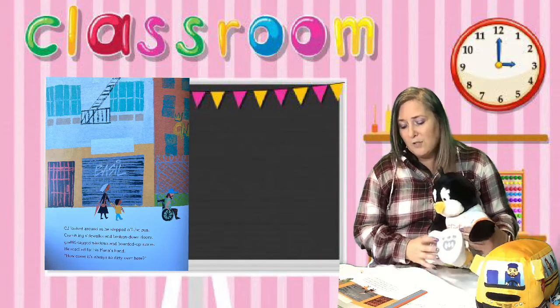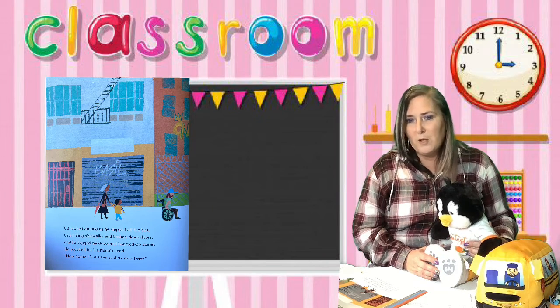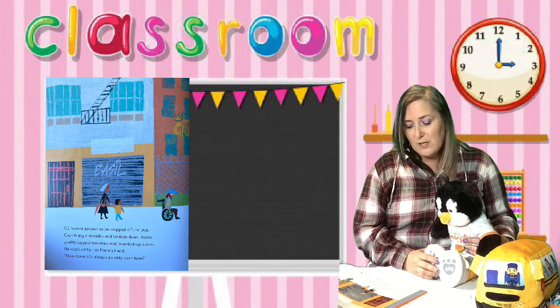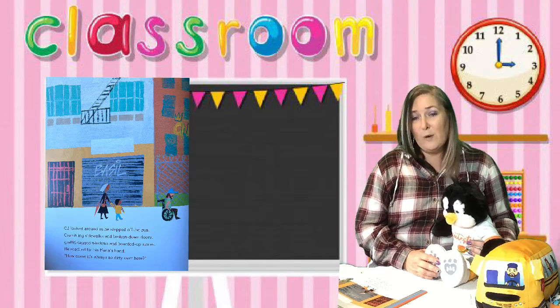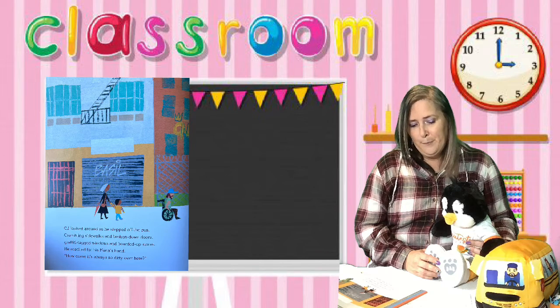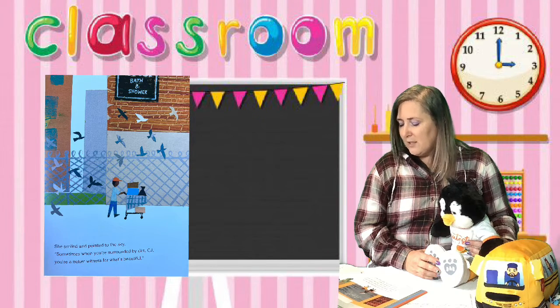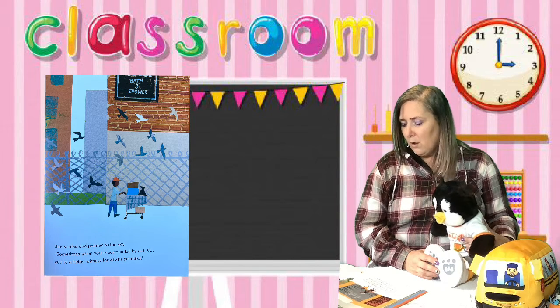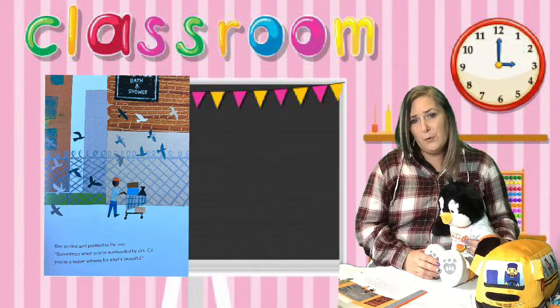CJ looked around as he stepped off the bus. Crumbling sidewalks and broken down doors, graffiti tagged windows and boarded up stores. He reached for his Nana's hand. How come it's always so dirty over here? She smiled and pointed to the sky. Sometimes when you're surrounded by dirt, CJ, you're a better witness for what's beautiful.